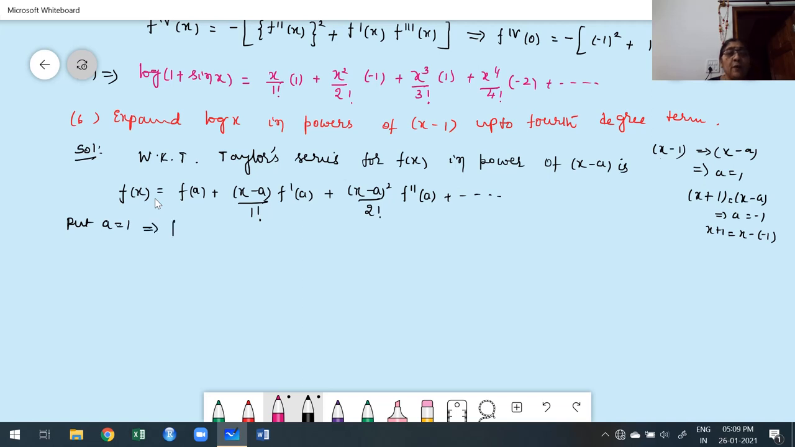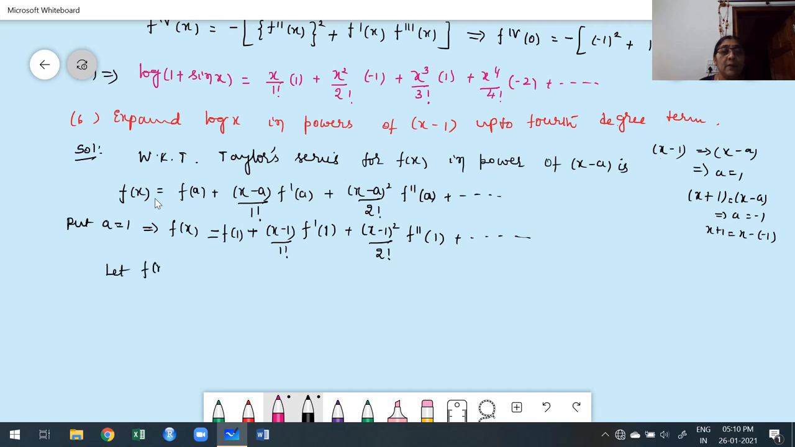That implies what is my f of x? f of x is nothing but f of 1 plus x minus 1 by 1 factorial into f dash of 1 plus x minus 1 whole square by 2 factorial into f double dash of 1, etc. This is actually not 0, it is 1. First you find out the derivative of the function up to the 4th derivative at which point? 1, not 0. Especially in Taylor series expansion, don't decide immediately for what value to find the derivative. First see what is expected in the problem, in powers of what. Then first you narrate the Taylor series. After that, you decide at which value to find the derivative of the function. Which value here? 1. Suppose x plus 1, then at which value? Minus 1.